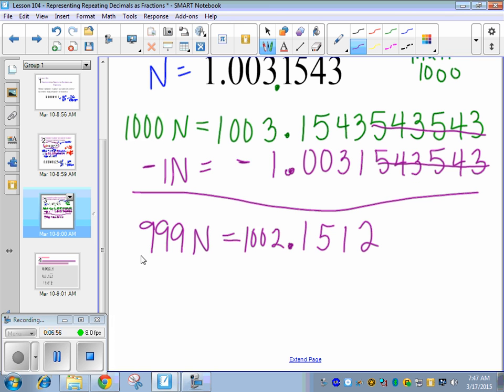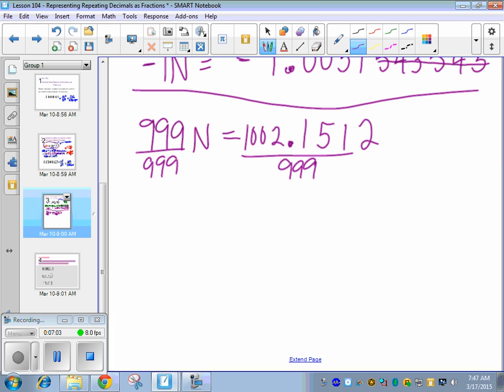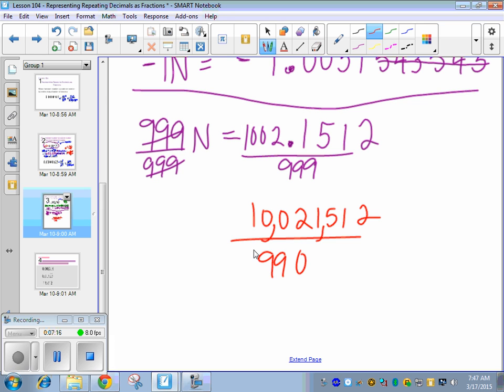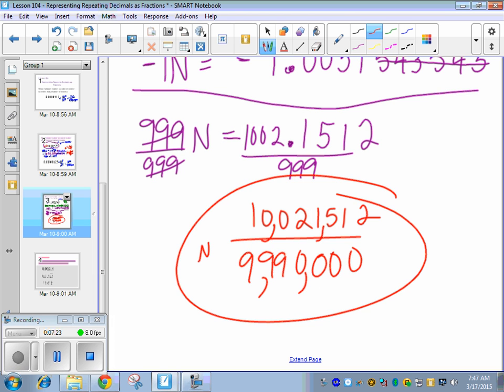Okay, divide both sides by 999. And then how many spaces are we going to have to move the decimal over on the top and the bottom? Okay, 4 spaces. So you're going to add 4 zeros to the bottom. Super fun fraction right there.